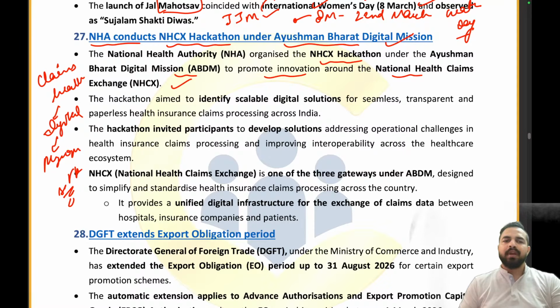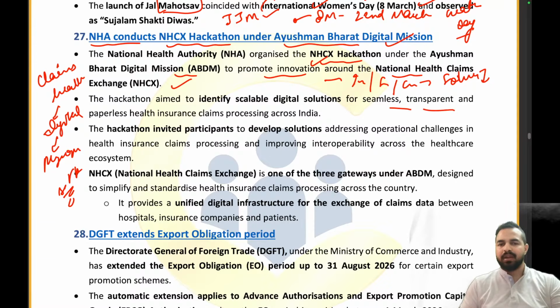And that is why it has organized the NHCX hackathon. NHCX hackathon means National Health Claim Exchange hackathon. So basically it is inviting the innovators, the scientists, the curious people to come and solve this problem. Please bring us a solution for how exactly we can make health insurance claims processing more seamless, transparent and paperless across India. Clear to everyone? That is the reason why this particular hackathon has been launched.